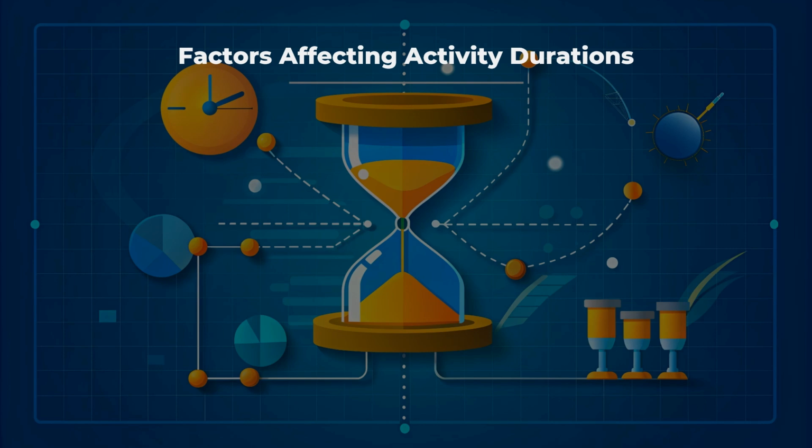In this block, we'll explore the factors that can affect the accuracy of activity duration estimates. Specifically, we'll discuss resource availability, skill levels and experience, dependencies and constraints, and risk factors. Understanding these factors helps in creating more accurate and realistic project schedules. Let's delve into each factor in detail.